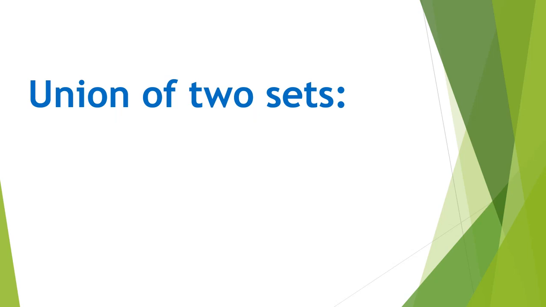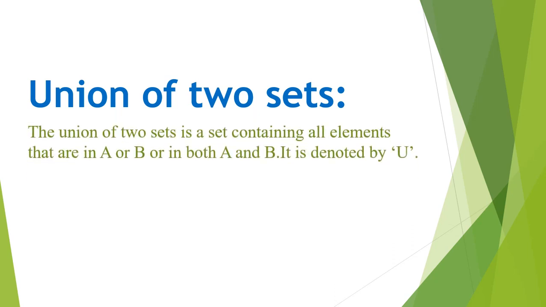Now, how do we make 2 sets together? See the definition. The union of 2 sets is a set containing all elements that are in A or B or in both A and B. It is denoted by the symbol ∪. A ∪ B, and we read it A union B. That is the sign of union.